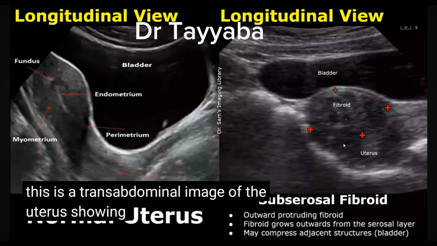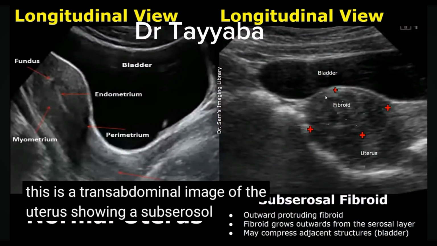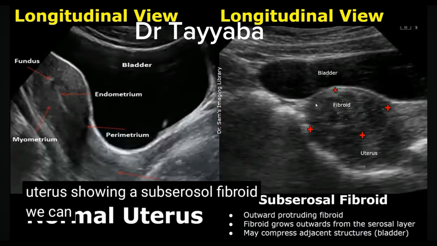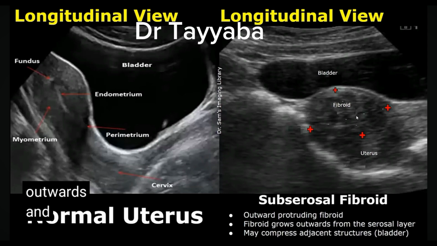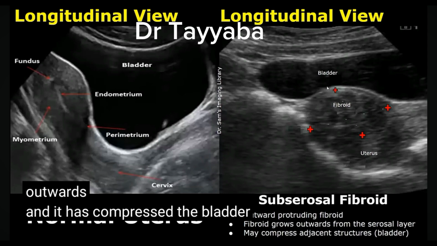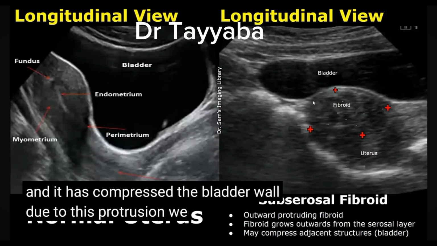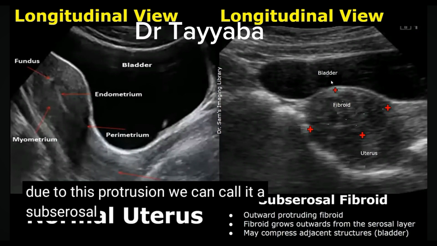This is a transabdominal image of the uterus showing a subserosal fibroid. We can see the fibroid protruding outwards and it has compressed the bladder. Due to this protrusion, we can call it a subserosal fibroid.